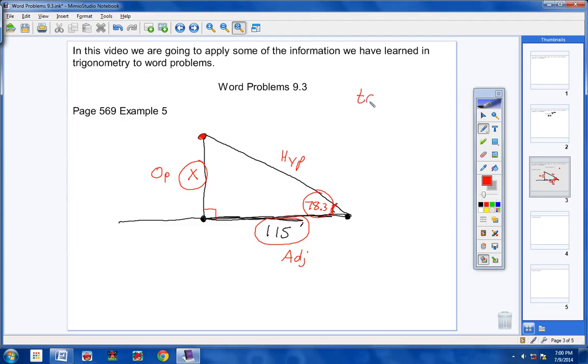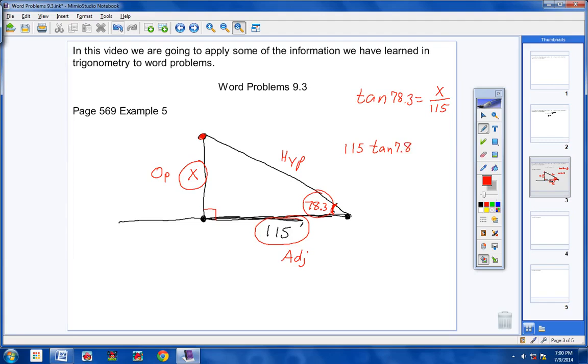So watch what I can do. I can set up an equation here. The tangent of this angle, 78.3, equals opposite, which is x, over adjacent, which is 115. Now, from your algebra training, you should know what to do. We have a denominator of 115, so we're going to multiply both sides of the equation by 115. If you multiply the left side by 115, you will get 115 tangent 78.3.